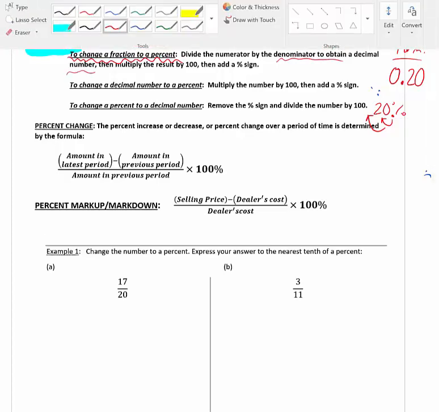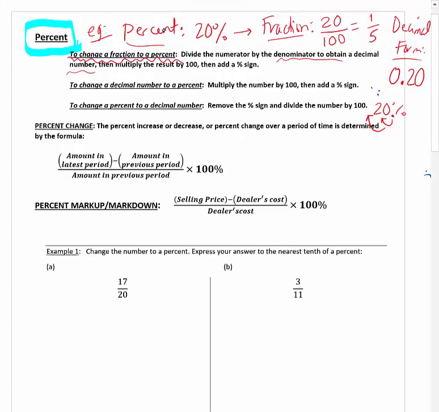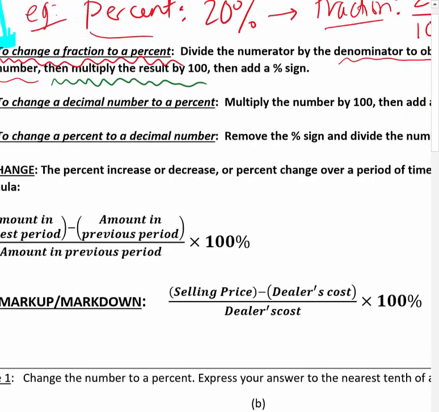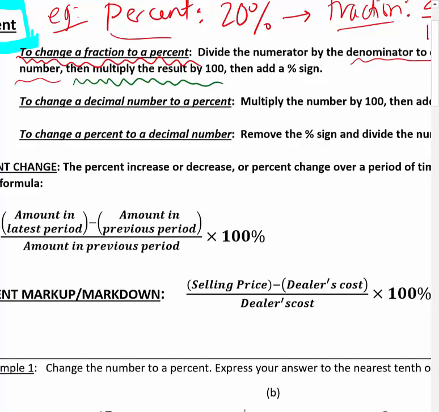So that's what would happen in the example we just showed. We got the fraction 20 over 100, or we reduced it to 1/5. If you take the numerator and divide it by the denominator, 1 divided by 5, not 5 divided by 1, you're going to get 0.20, like the decimal form here shows. And then you can either think of it like we said before, moving the decimal twice to the right, or you could say, like they do in the directions here, multiply the result by 100. And then, of course, add a percent sign, because we're trying to get to a percent.